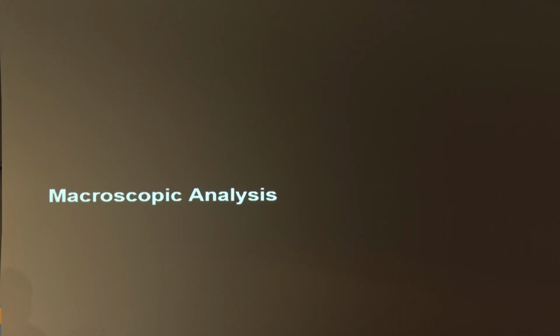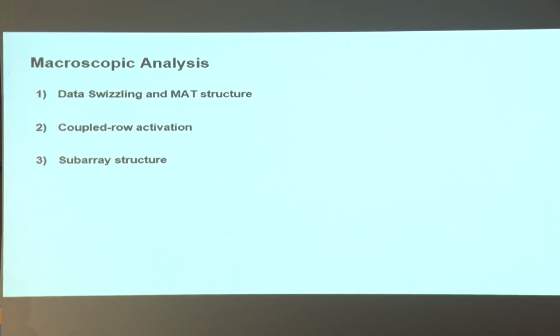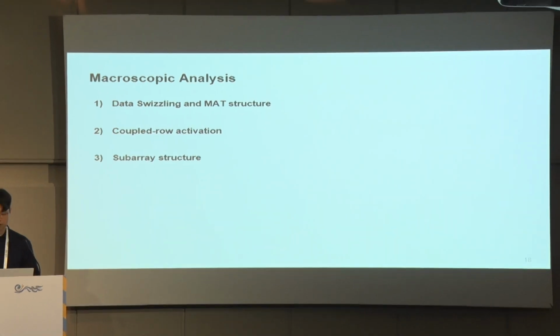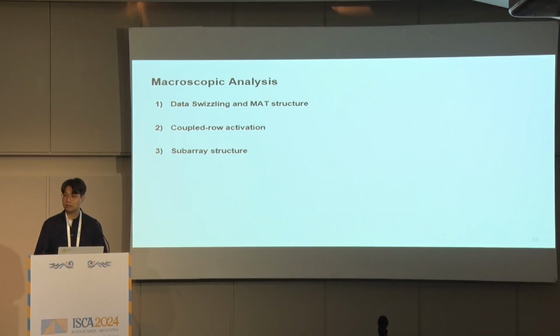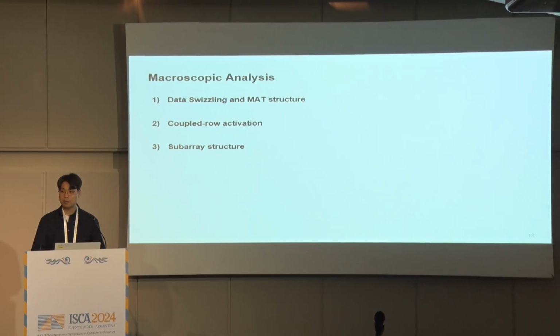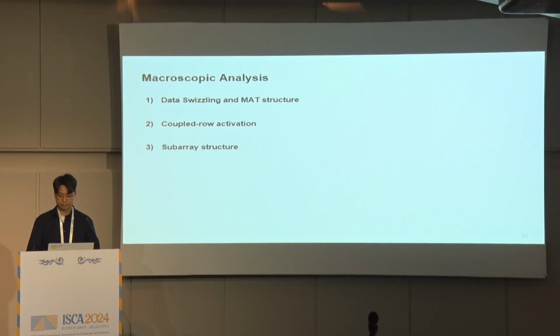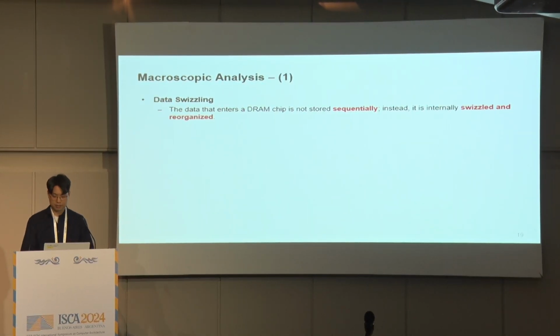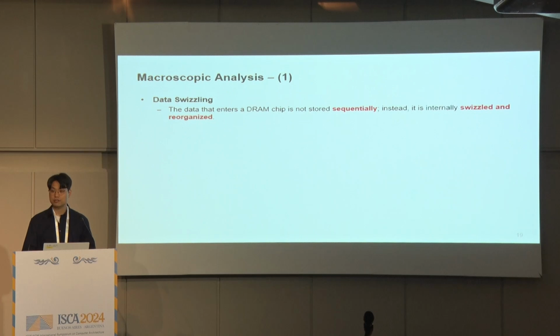Let's start with the macroscopic analysis. We conducted multiple macroscopic analyses on DRAM microarchitecture. Here are 3 representative ones: data swizzling and mat structure, coupled row activation, and subarray structure. Data isn't stored sequentially in a DRAM chip. Instead, it's internally swizzled and reorganized. We call this data swizzling, and we reverse engineered the data swizzling.